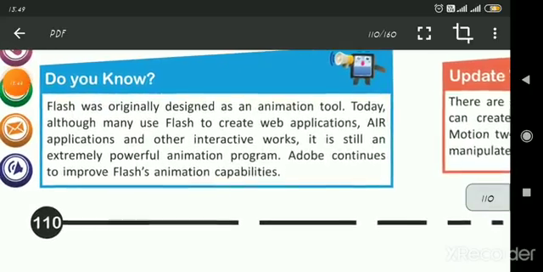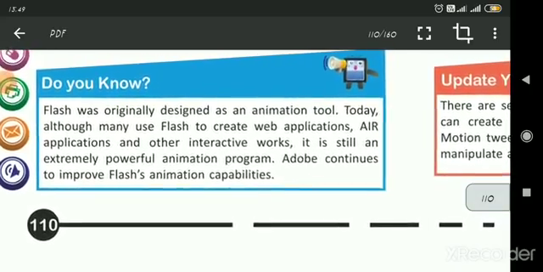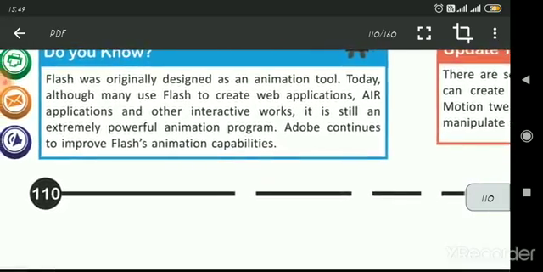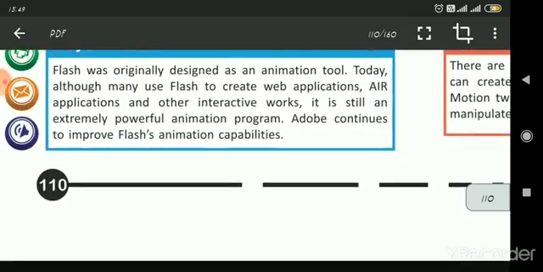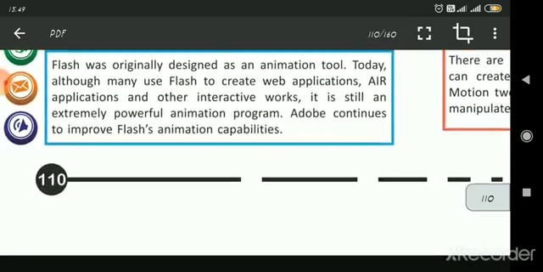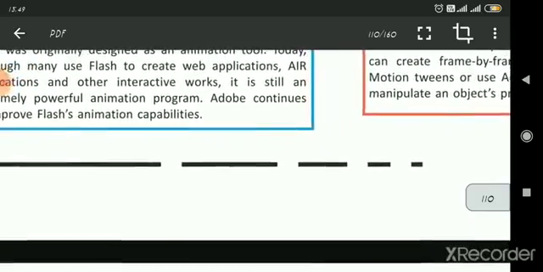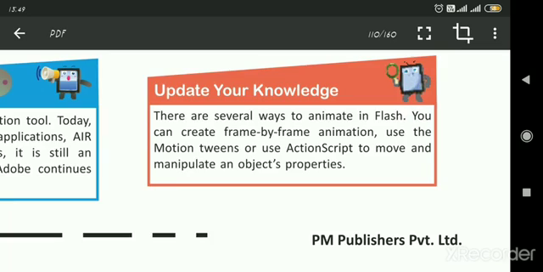Now, Flash was originally designed as an animation tool, but today, although many use Flash to create web applications, AI applications, and other interactive works, it is still an extremely powerful animation program. Adobe continues to add more animation capabilities to Flash. There are several ways to animate in Flash. You can create frame by frame animation, use motion tweens, or use ActionScript to move and manipulate object properties. These are the two methods they are providing.